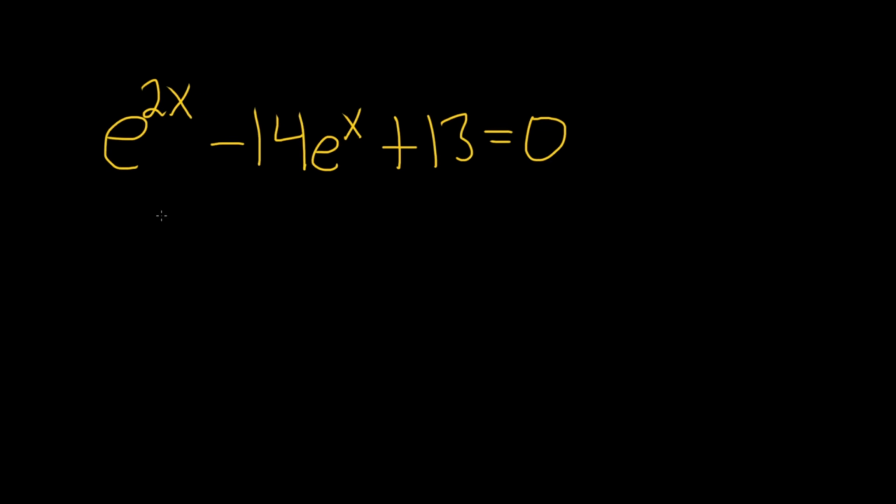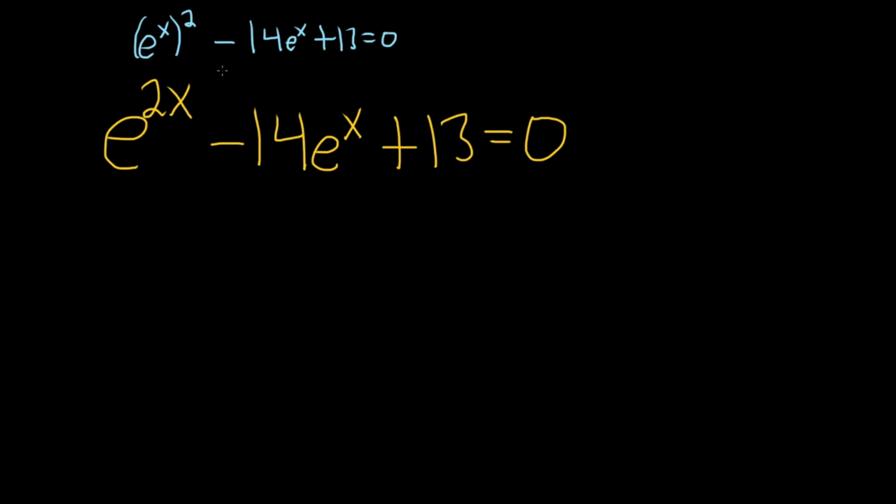In this problem, we're being asked to solve this equation. So the trick is to realize that this is a quadratic equation with e to the x as the variable instead of x. So we can think of this as follows. This is really e to the x squared, right? Properties of exponents say that you can multiply the exponents to get this. Minus 14 e to the x plus 13 equals 0.